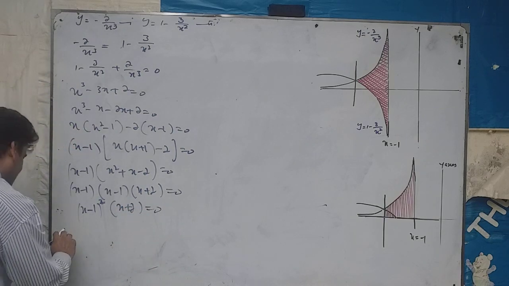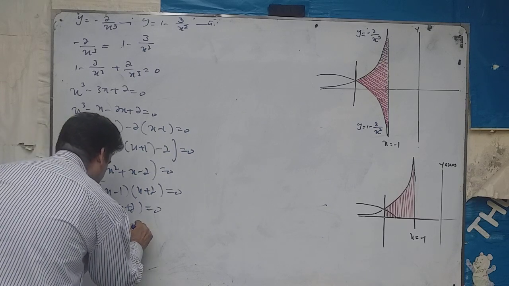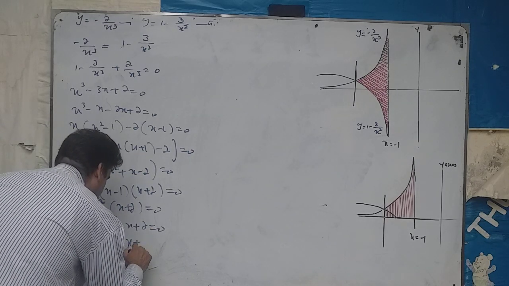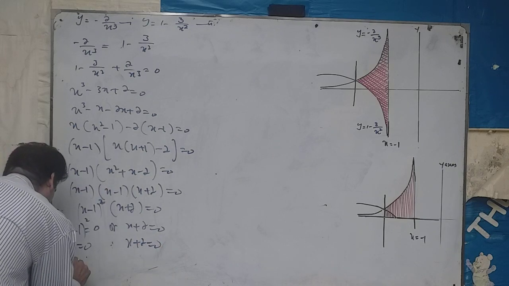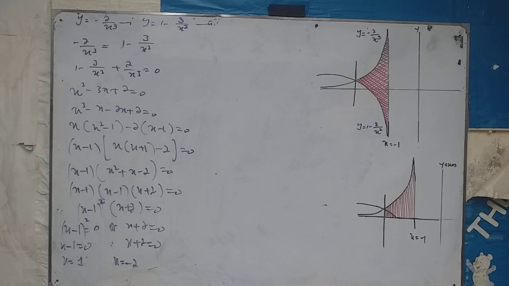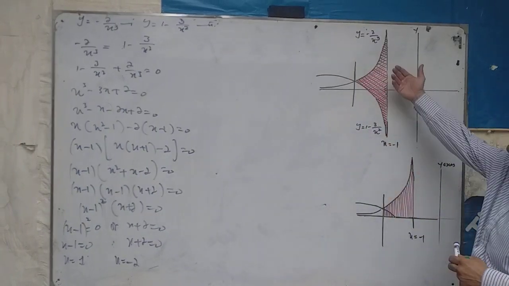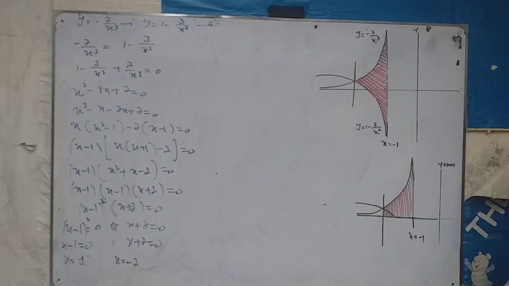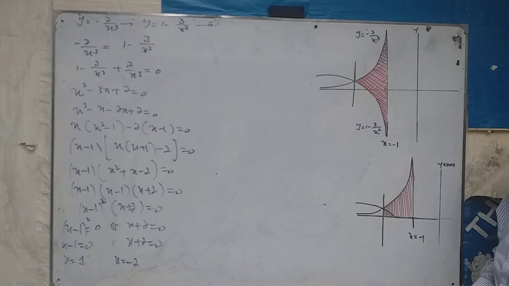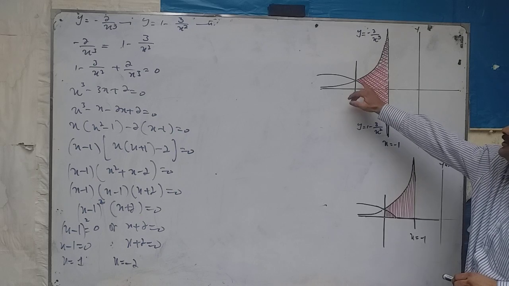By putting each factor equal to 0, we get (x minus 1) whole squared equals 0 or x plus 2 equals 0. We get x minus 1 equals 0 or x plus 2 equals 0. We get x equals 1 and x equals minus 2. Here we discard the value x equals 1 because the point of intersection of these two curves lies on the left of the y-axis, and its value will be negative. On the left of the y-axis, the value of x will be negative, so we take x equals minus 2. x equals minus 2 is the point where these two curves intersect each other.